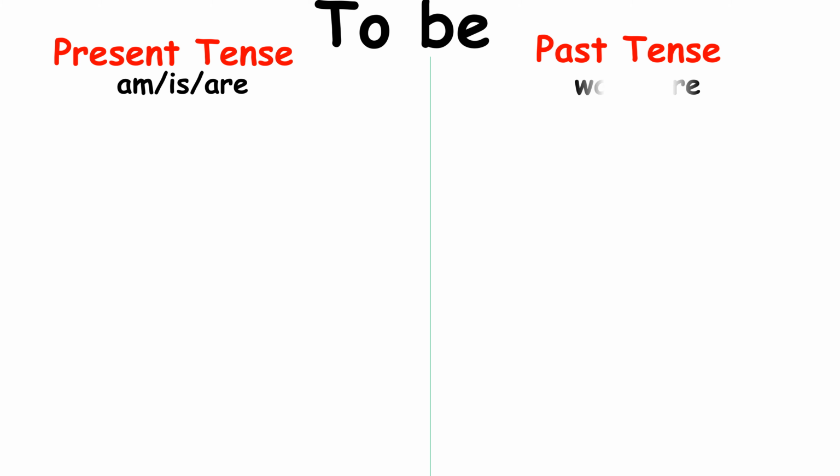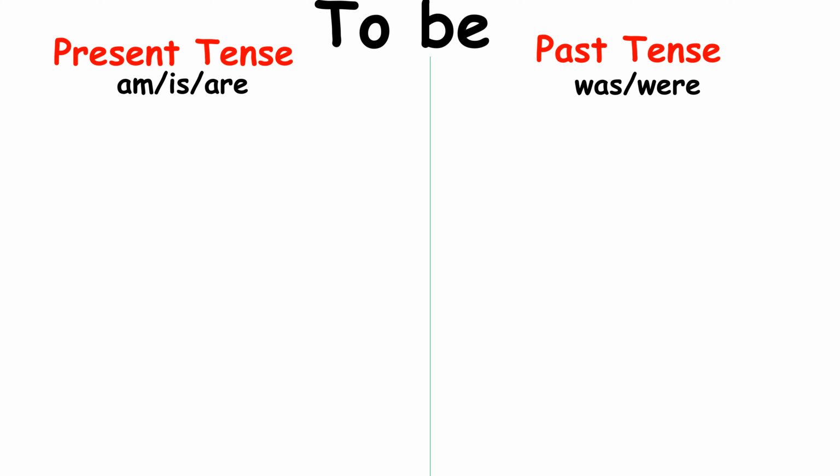On this slide, we'll learn how to know when to use to be in the present tense and when in the past tense. Now, to be able to know this, we have to pay attention to time adverbs used in a sentence.